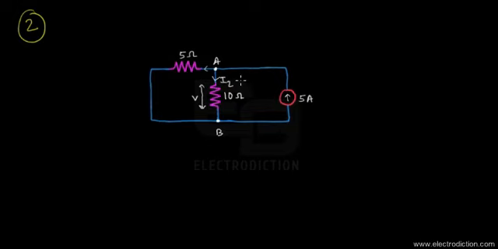We can directly find the value of I2 using the current division rule. So let's write it down over here. From the current division rule, that's what I'm going to write down.